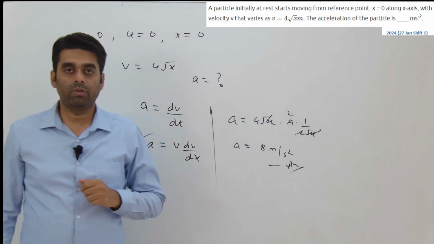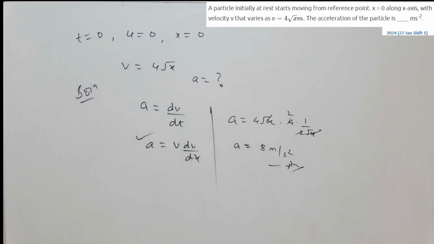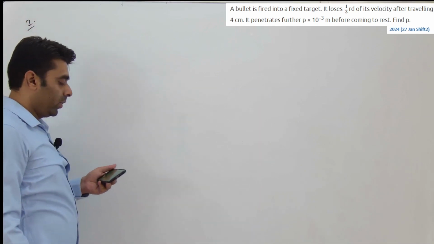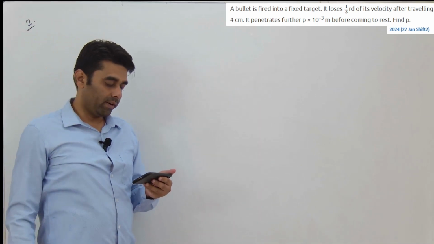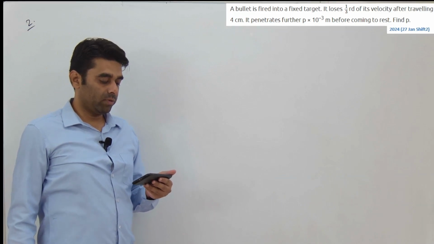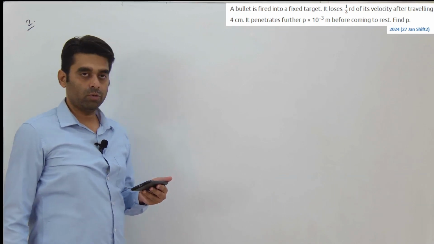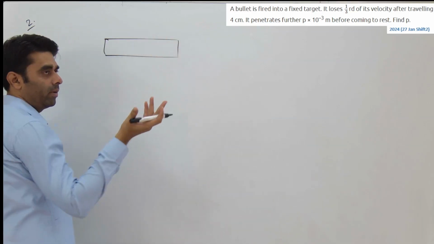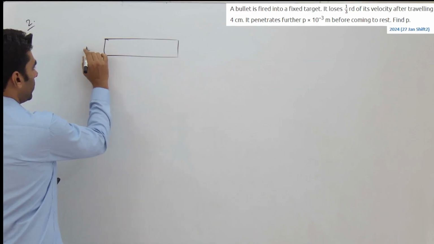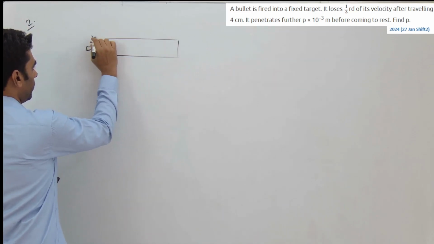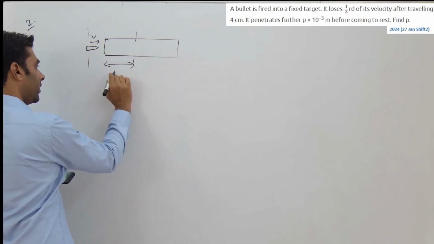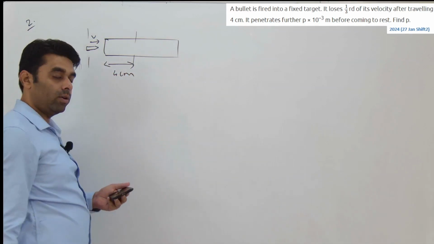Let's look at the next question. It says a bullet is fired into a fixed target. It loses 1/3 of its velocity after traveling 4 centimeter. So let's consider a fixed target, assume a wooden plank or something. A bullet is traveling with a speed of v. After traveling a distance of 4 centimeter, it loses 1/3 of its velocity.